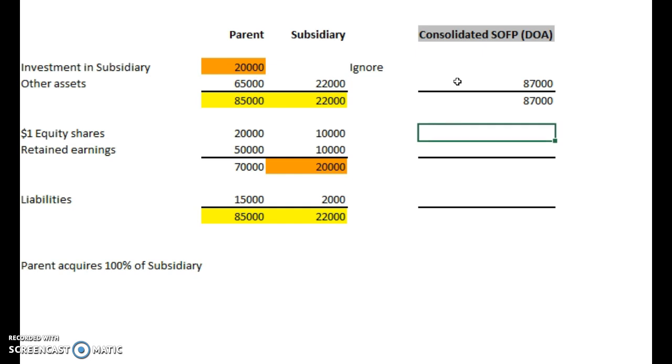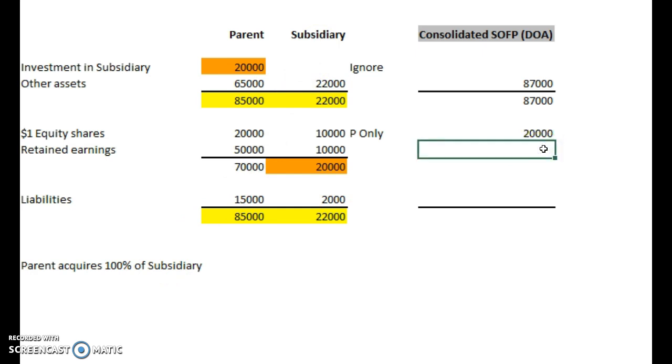The equity shares, we need to show just the parent. So this is P only. And that's equity shareholders of the group. We ignore the subsidiary shareholders because that is totally the parent. Had there been a part ownership, then we would have to do an adjustment for the non-controlling interest of the subsidiary. But in this question, it's 100% ownership, so that's quite easy.